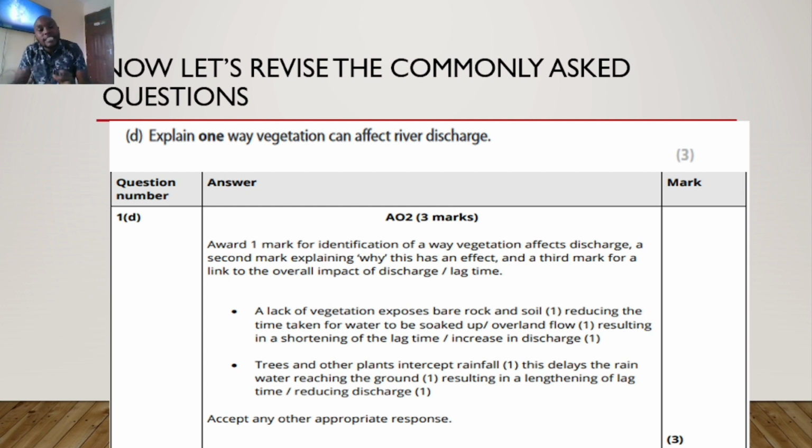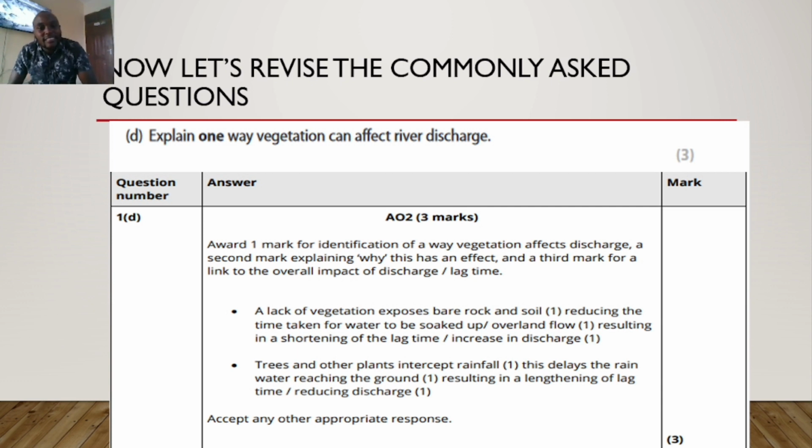Understood? When there's no vegetation, water will flow very fast, so the surface runoff to the river will increase, because there's nothing holding that water that can make it infiltrate or even sink into the ground. Understood that? So it will shorten the lag time, and shortening the lag time will increase the river discharge. Understood?